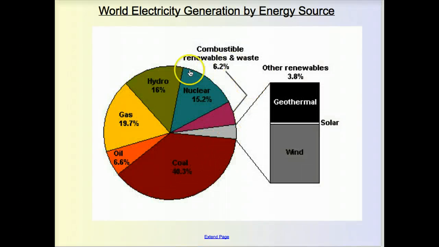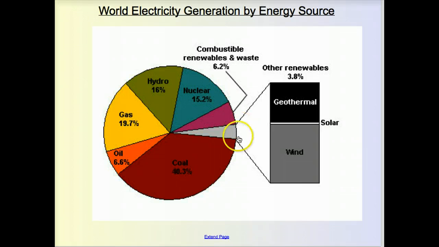So currently in the world, most of the electricity is generated through coal production. We've got about 40% of the world's electricity generated through coal. Natural gas about 20%, hydroelectric 15%, nuclear 15%, oil 5%. A lot of the oil is used for actually internal combustion rather than generating electricity. We've got combustible renewables and waste over here.